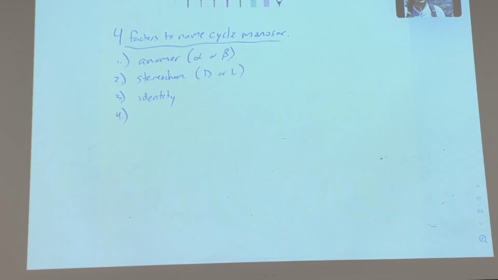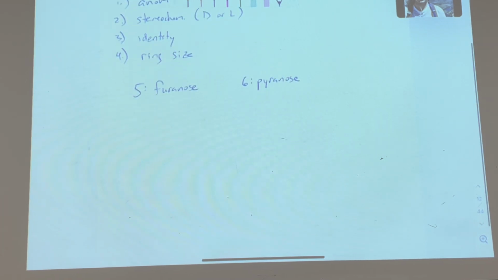And then finally, ring size. I mentioned a minute ago that they're only ever going to give you 5 or 6 membered rings. So you have to specify, are you dealing with the 5 or the 6 membered ring? The way we do that is if it's 5, we call that a furanose, whereas if it's 6, we call that a pyranose. So let me give you an example here.